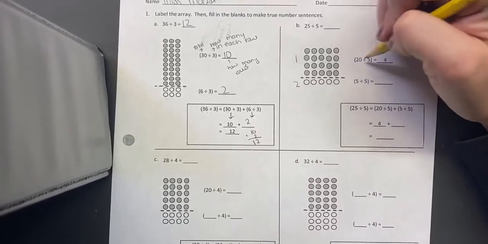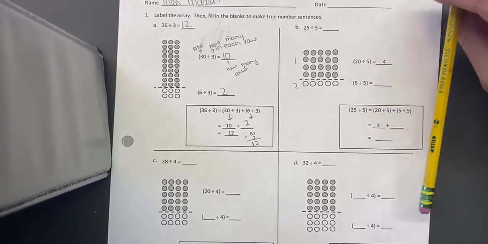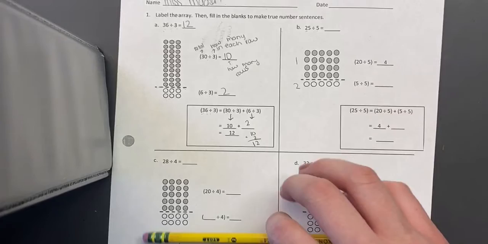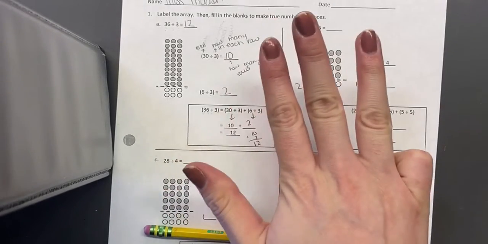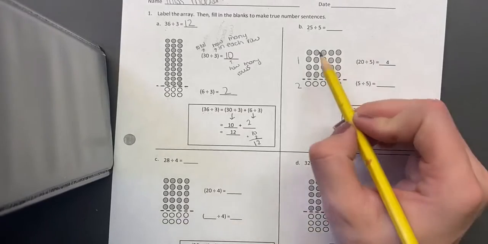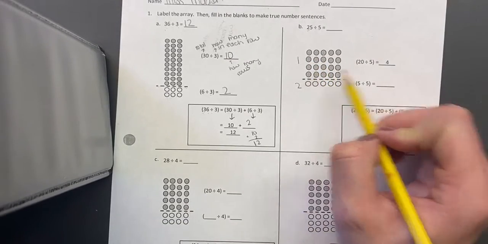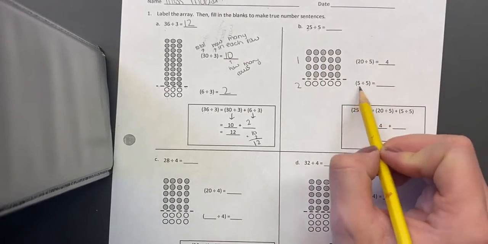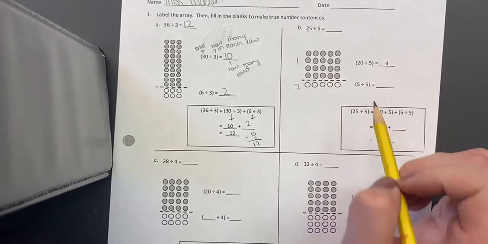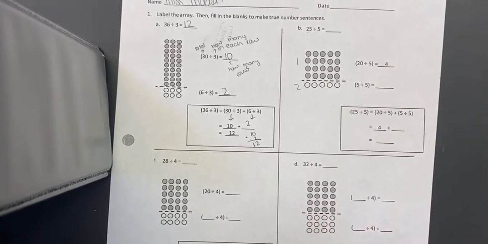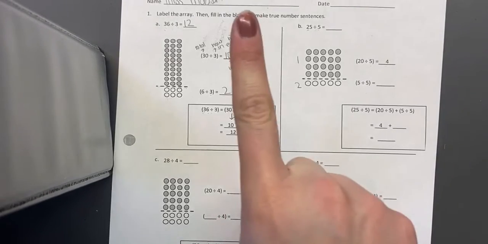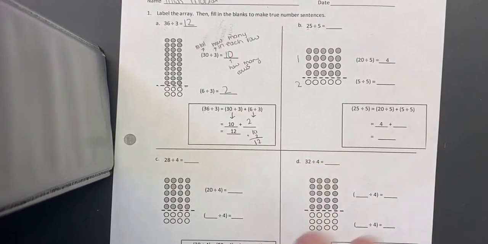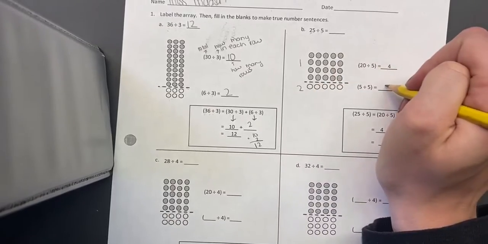Now right here, I have a total of 20 divided by 5. How many times do I have to count by 5 to get to 20? 5, 10, 15, 20. So that's 4 fingers, and it's also 1, 2, 3, 4 rows. Now I'm going over here. 5 divided by 5. How many times do I have to count by 5 to get to 5? 5. Just one time, and we have 1 row.